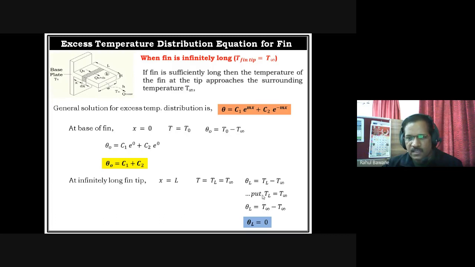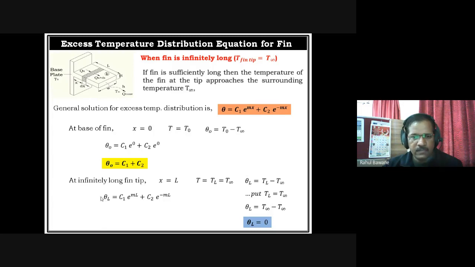So what is theta L then? Putting TL equals T infinity, because at infinity distance the fin temperature will be the surrounding temperature, so TL will be T infinity. If I put this into theta L, T infinity minus T infinity becomes 0. That means at infinity, what is the excess temperature? It is 0. So there is no heat transfer at infinity level from the fin, because the excess temperature is 0.